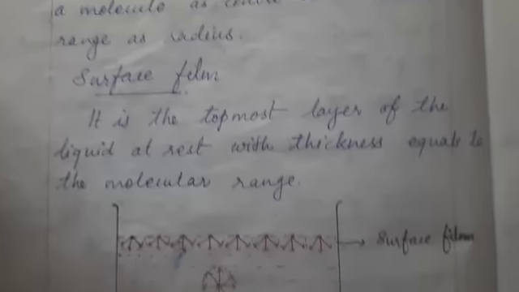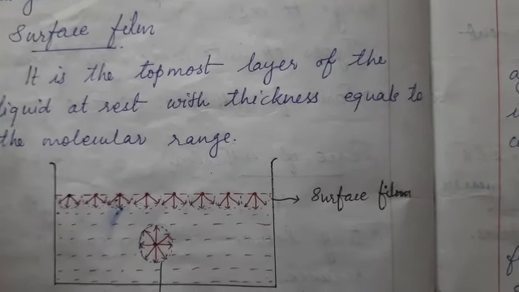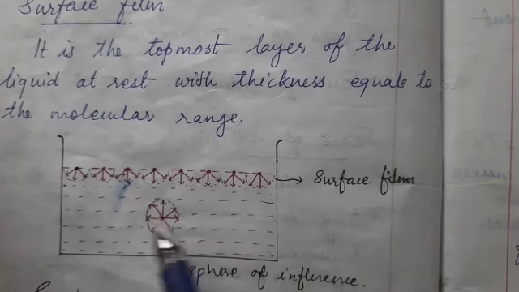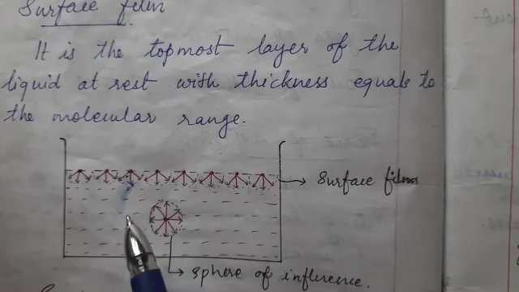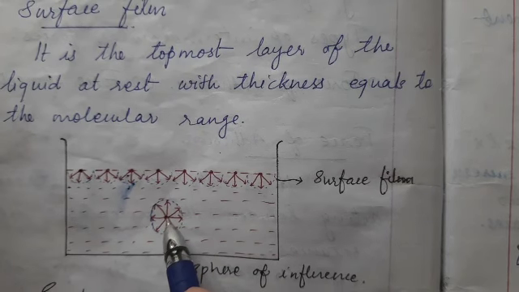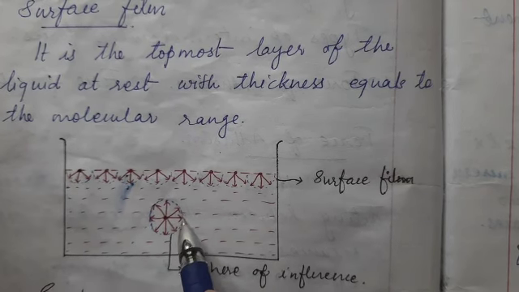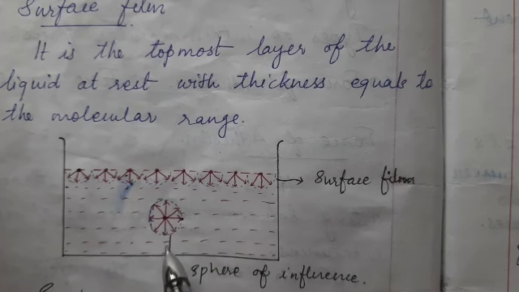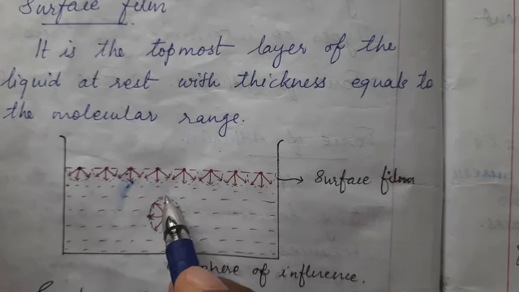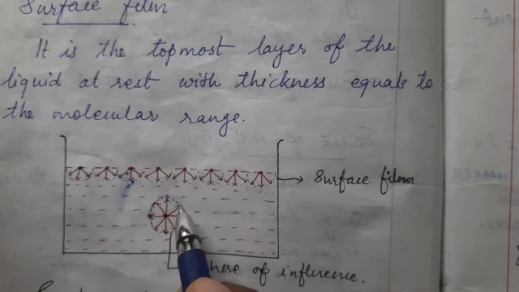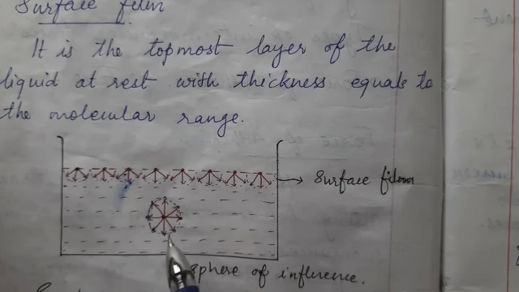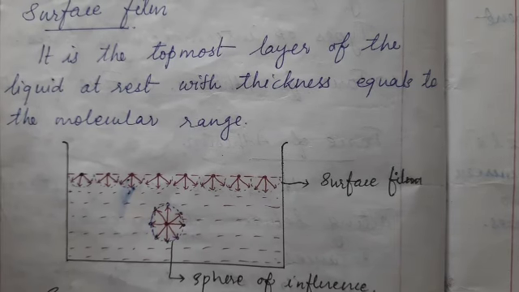Now let's consider a container in which a liquid is taken. For example, let it be water. So here, if I consider a water molecule, this water molecule can exert a force on a water molecule here. It can apply a force here, and here also it may be able to apply. So if I join all these molecules, I get a sphere. This is the sphere of influence.